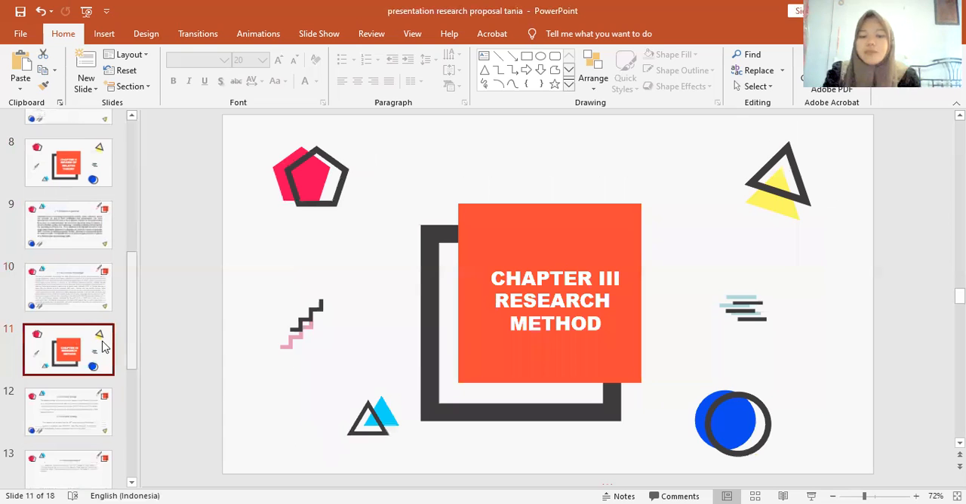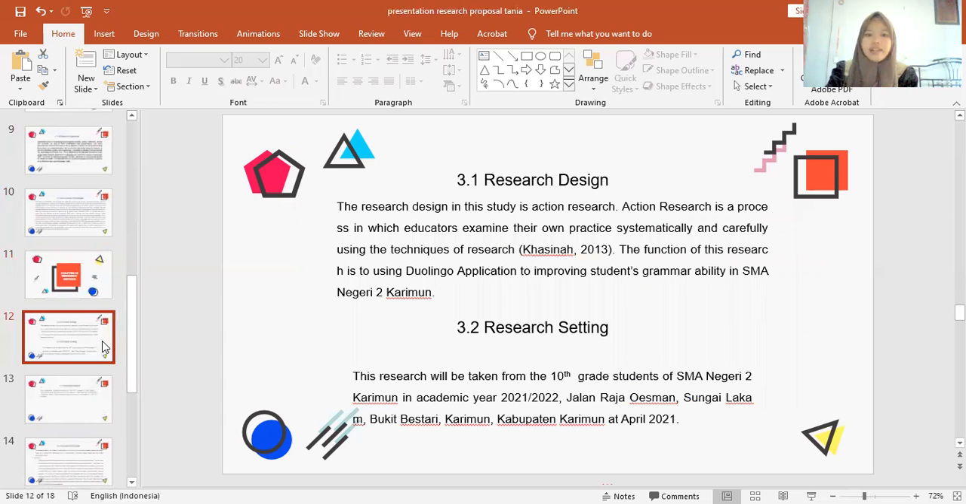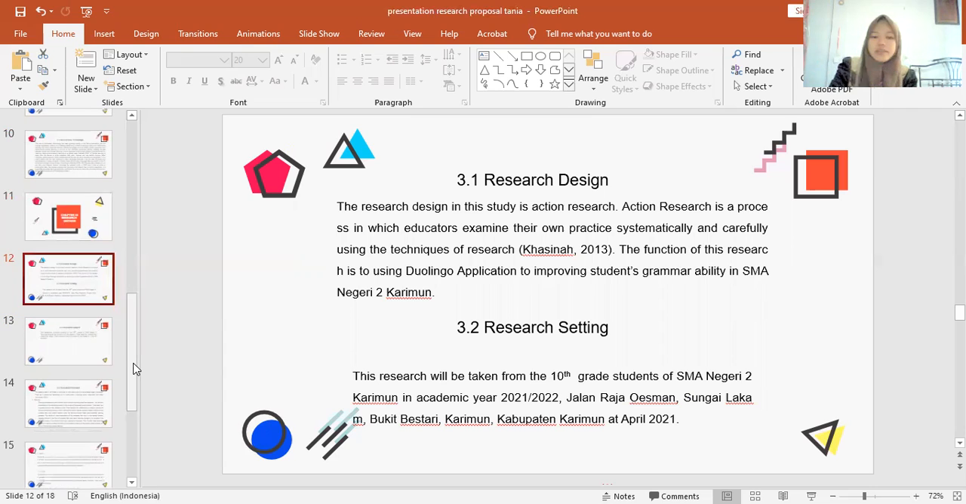We move to Chapter 3, research method. All right. First, research design. The research design in this study is action research, or what we know as CAR. Action research is a process in which educators examine their own practice systematically and carefully using the techniques of research, Kasina 2013. So the function of this research is to use the Duolingo application to improve students' grammar ability in SMA Negeri 2 Karimun.